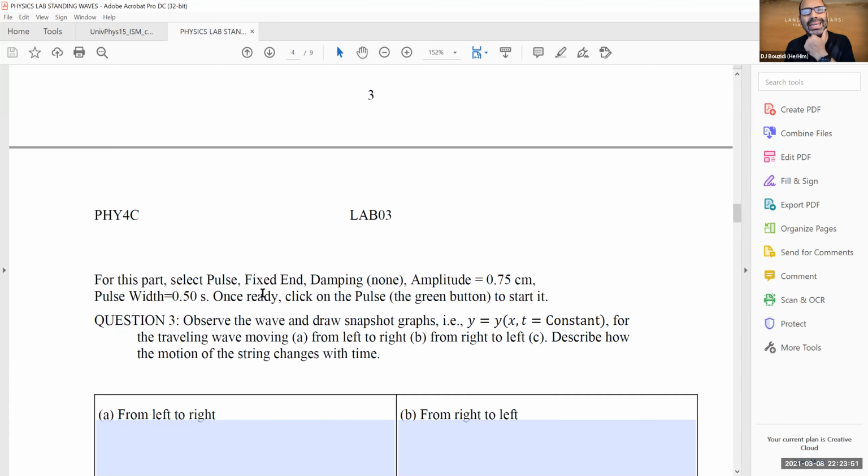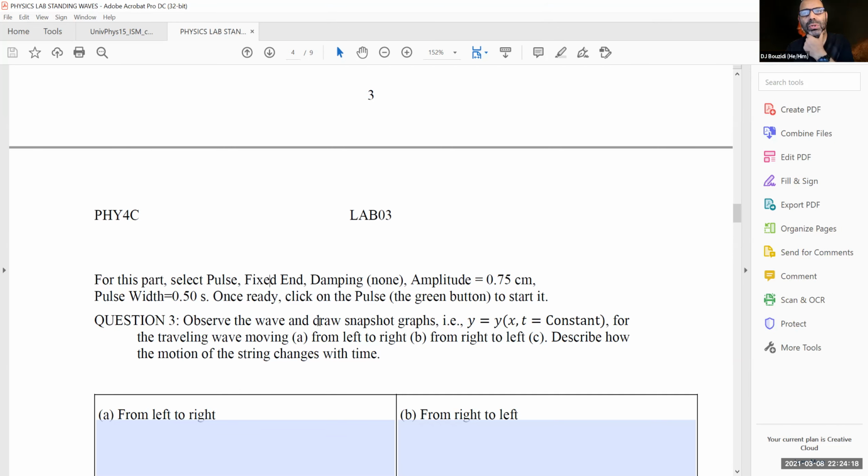For this part, select pulse. So we're going to start with pulse, not oscillate. Fixed end, remember that end to be fixed. The damping to be none, no damping whatsoever. And the amplitude to be 0.75 centimeter for the pulse, and the width of the pulse to be half a second, okay? Once ready, click on the pulse, that green thing, for the pulse to start, okay?